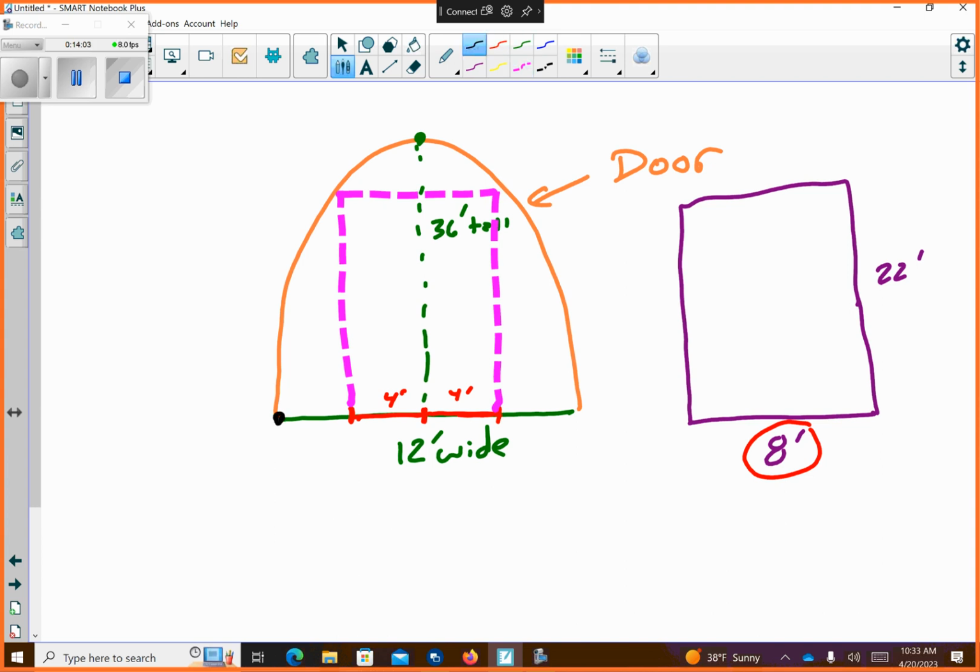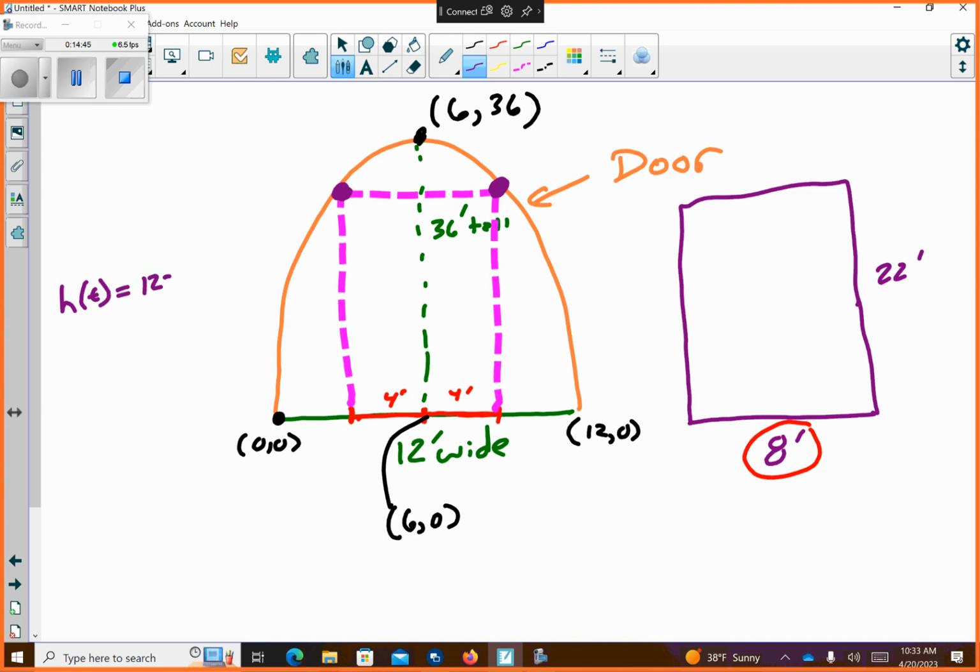I know that I had this labeled on my original as 0, 0. And I know I had this labeled on my original graph as 12, 0. And then this point right here is at the point 6, 0. Okay? So at 6, 36, was that it? That was our vertex. So now we have to know, is this distance right here and this distance right here, is it less than 22 tall? So my original function was this. H at t is equal to 12x minus x squared.